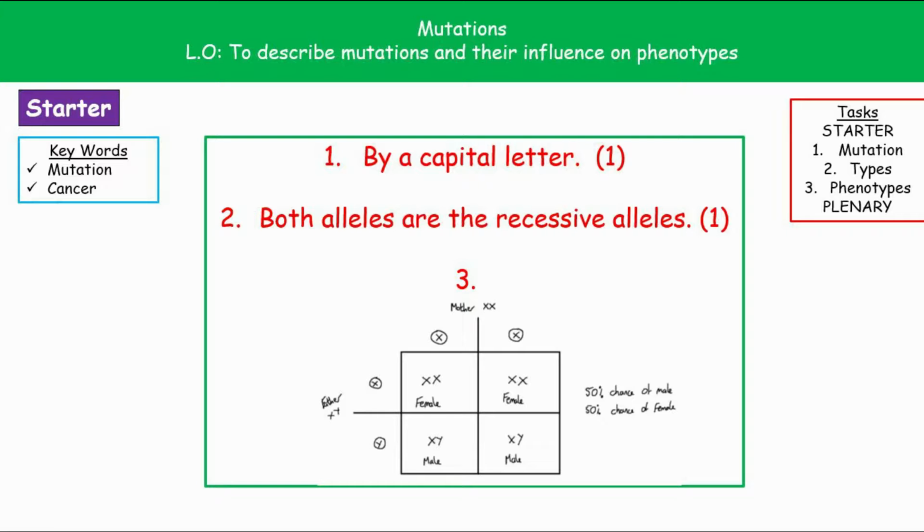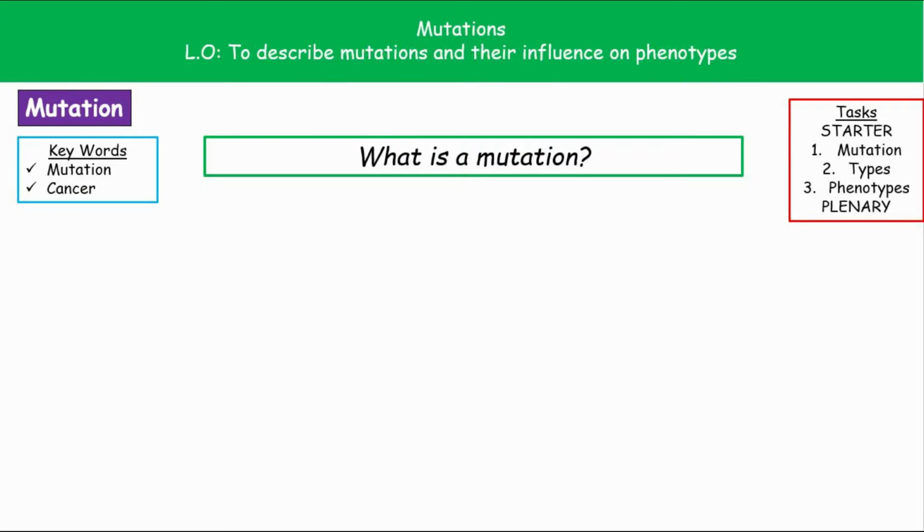If you got the 4 phenotypes, so 2 female as the XXs and the 2 males as the XYs, tick for that one. And then if you wrote down the percentage as 50% chance of male or 50% chance of female, give yourself a tick for that one. So give yourself then a mark out of 7 and write that in your books. First thing I'd like you to do then is write down what you think a mutation is.